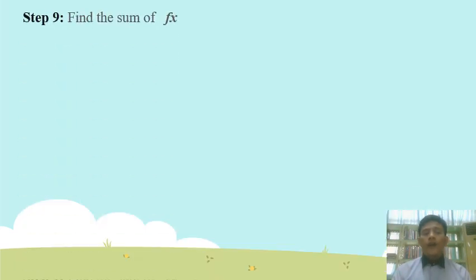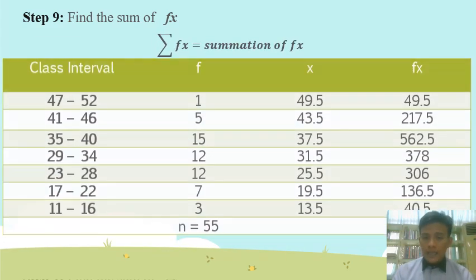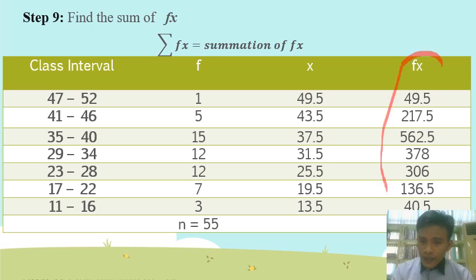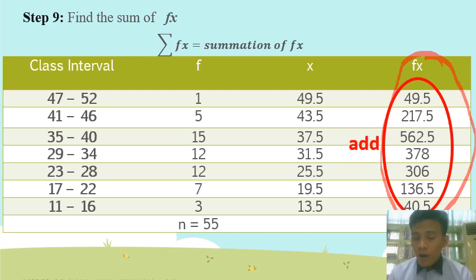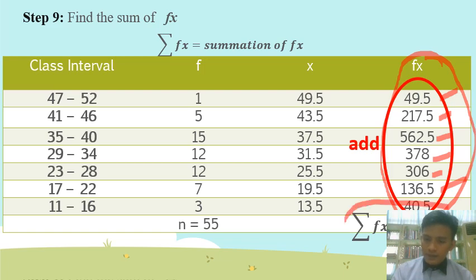Step 9. Find the sum of fx. So that will be the summation of fx. Then you add all the values of fx. So 49.5 plus 217.5, 562.5, 378, 306, 136.5 plus 40.5. And this will be the value of our summation of f of x.